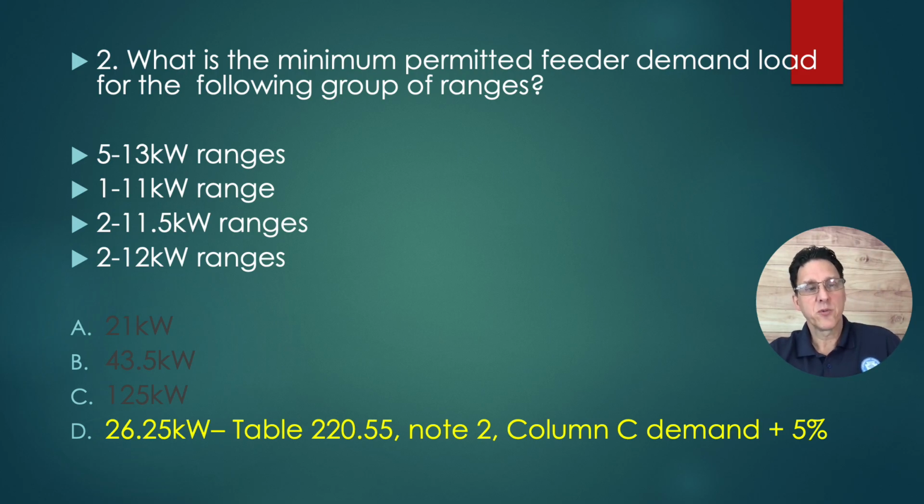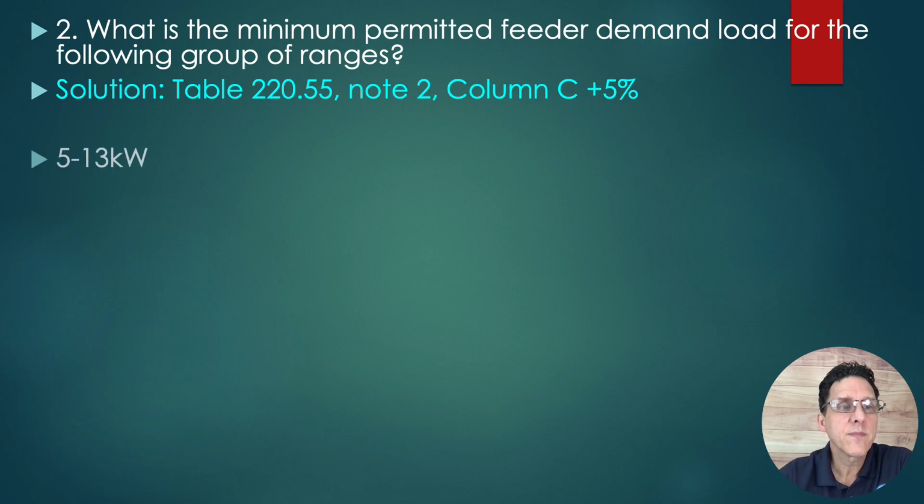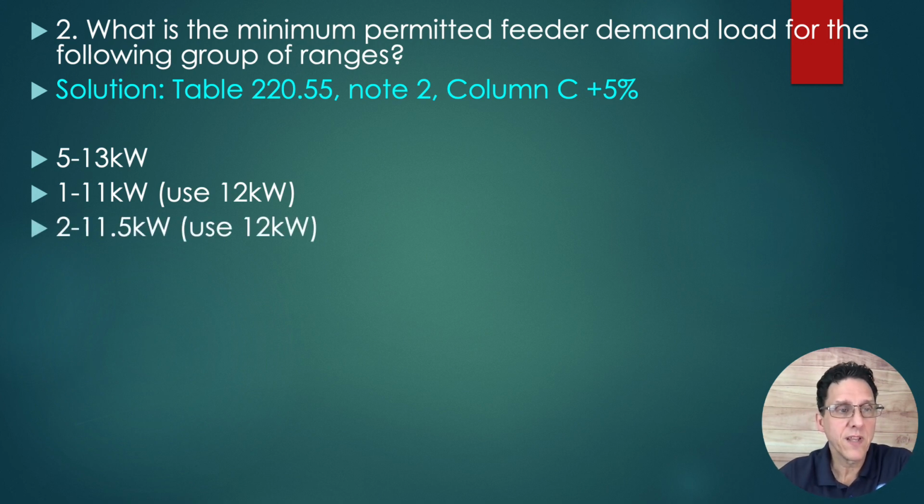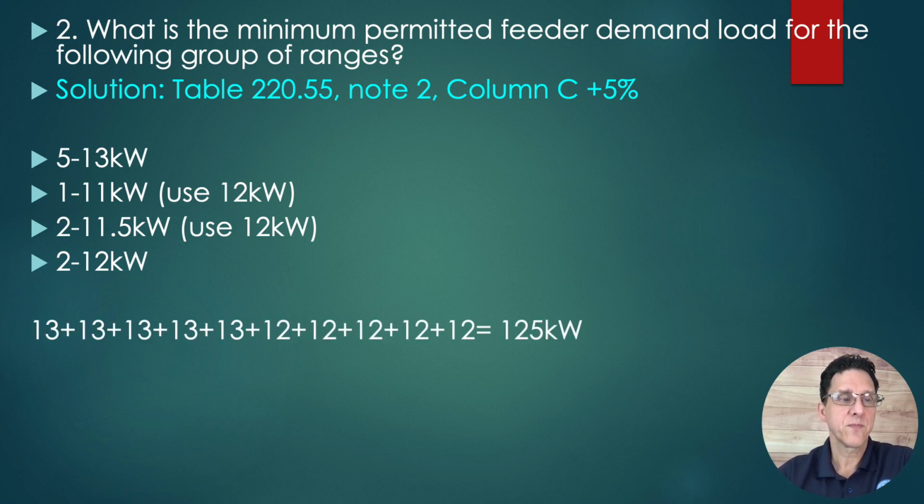And again, it's Table 220.55 plus Note 2, column C demand, plus we're going to add something to column C, in this case 5%. All right, we can add the 13 kWs as they are. For the 11 kW ranges, we have to use 12 kW because they're less than 12, so we use 12 when finding this average. For the 11.5 kWs, we have to use 12 kW. And for the 12 kWs, we can actually use 12 kW. So the math looks like this: 13 plus 13 plus 13, and so on and so forth. Total connected load, 125 kW.